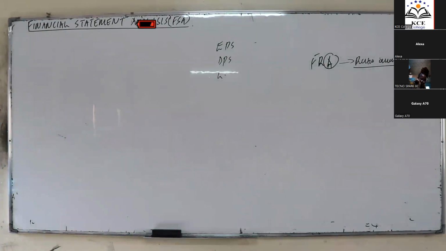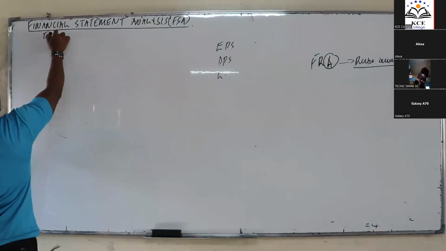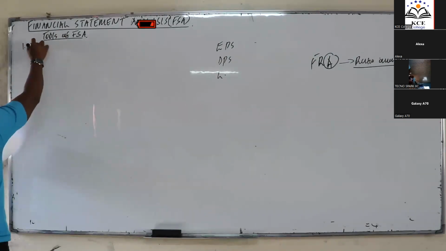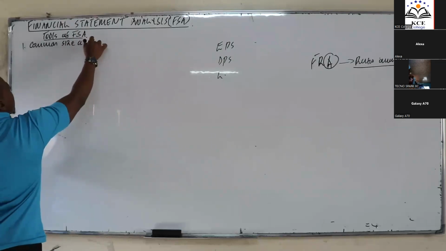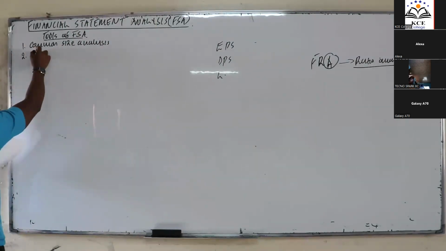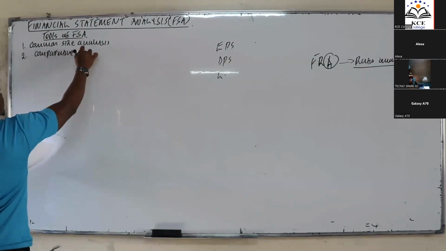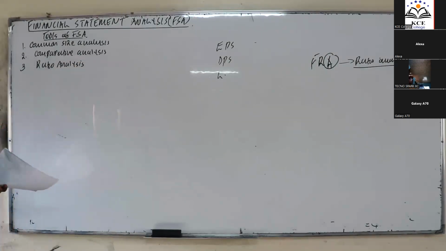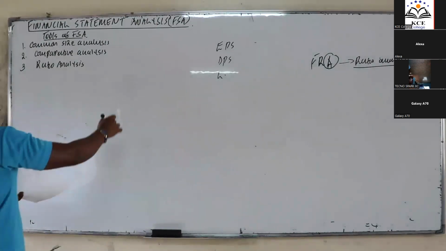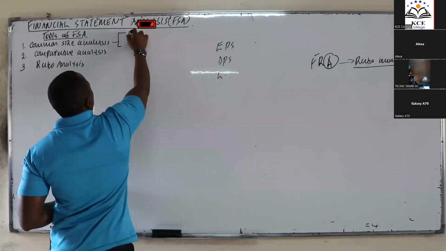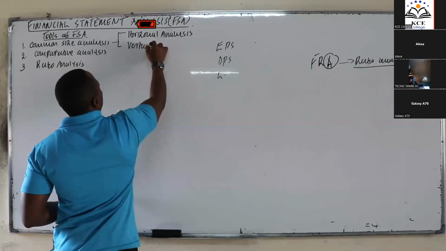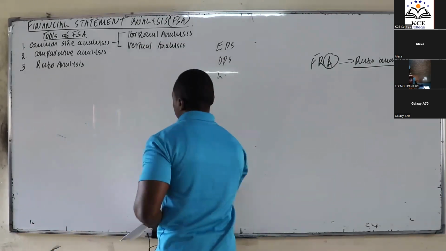Now we have various tools of financial statement analysis. Number one, the common size analysis. Number two, the comparative analysis. And number three, ratio analysis. Those are the three tools. Common size analysis is further classified into two: horizontal analysis and vertical analysis. And what's the difference between the two?